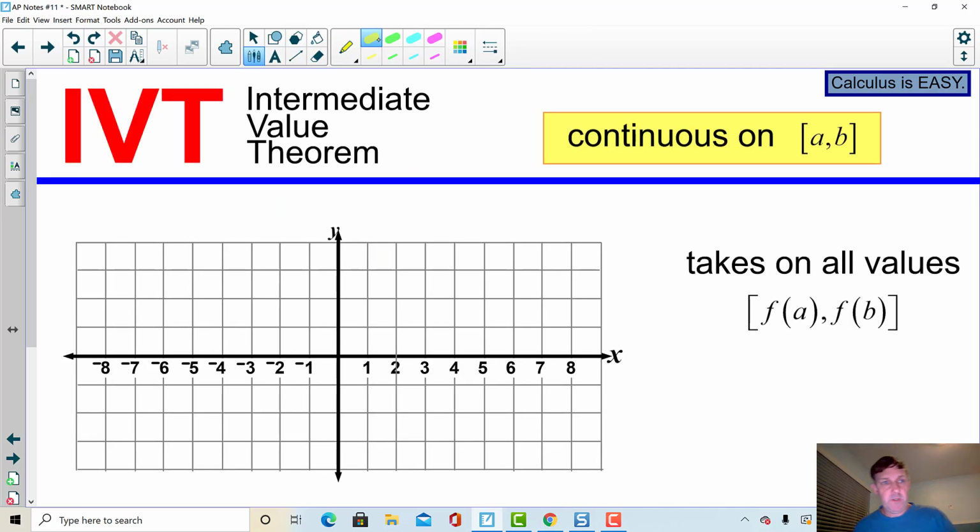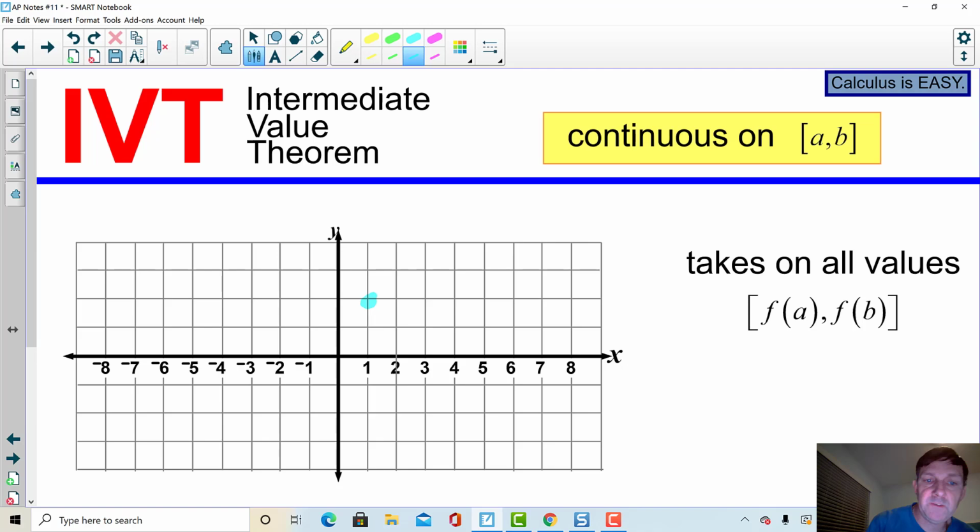Okay, now we're going to take a look at the intermediate value theorem. We only have about 3 theorems that we're supposed to know, and this is one of them. The intermediate value theorem says that if your function is continuous on the closed interval, then it's going to take on all the heights from the beginning height to the ending height.